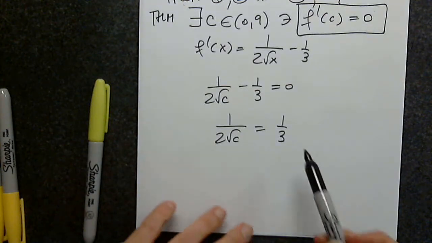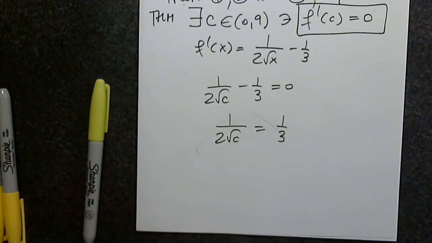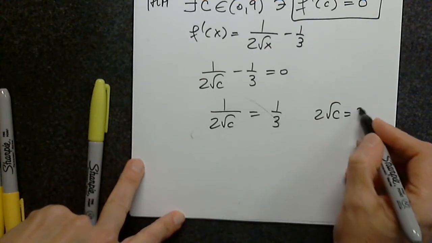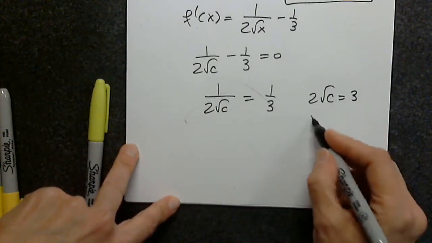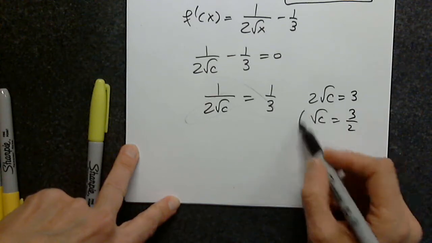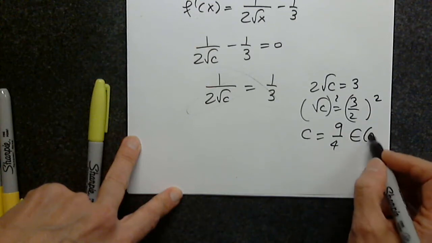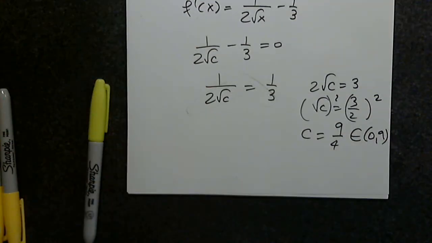Or you say, forget it, I will just cross multiply. I don't want to think in those terms. But if two fractions are equal and their numerators are equal, obviously the denominators must be the same. There is no question. Or you just cross multiply. So 2 the square root of c equals 3. Yes, I will divide both sides by 2 and then square both sides. So I get c, which is 9/4. And this, it better be between 0 and 9. So the only c between 0 and 9 guaranteed by Rolle's theorem is 9/4.